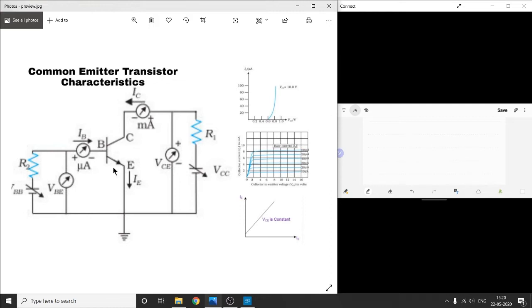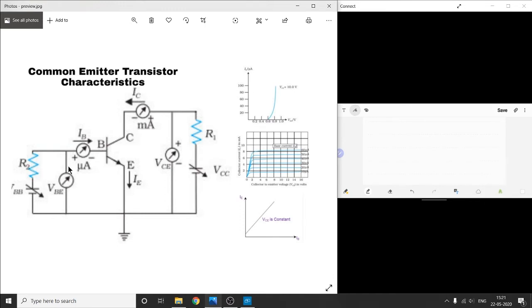For starting this experiment, there are three types of characteristics. One is input characteristics, the other is output characteristics, and the third one is current transfer characteristics. To study the input characteristics, first you make all these connections, and then for input characteristics, VCE should be constant. You put the value of VCE as 2 volt fixed, and then vary this resistor R2.